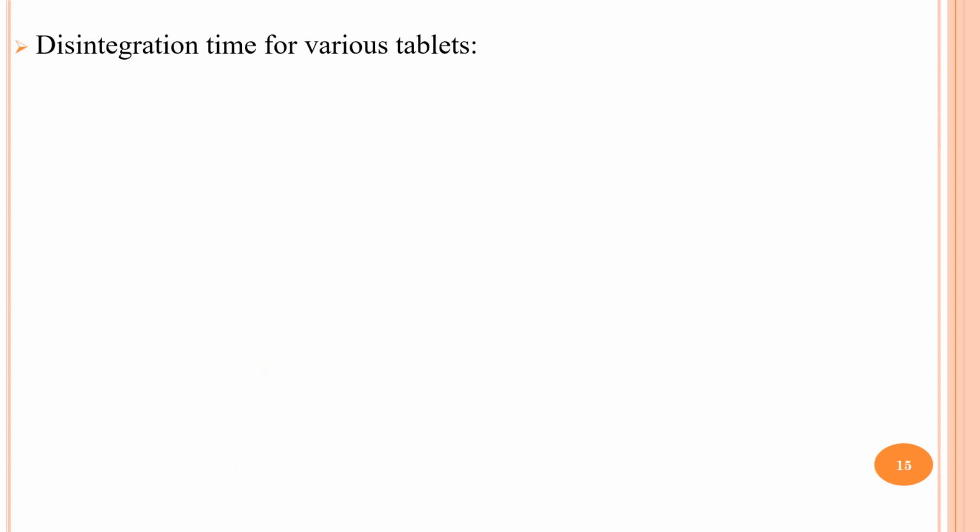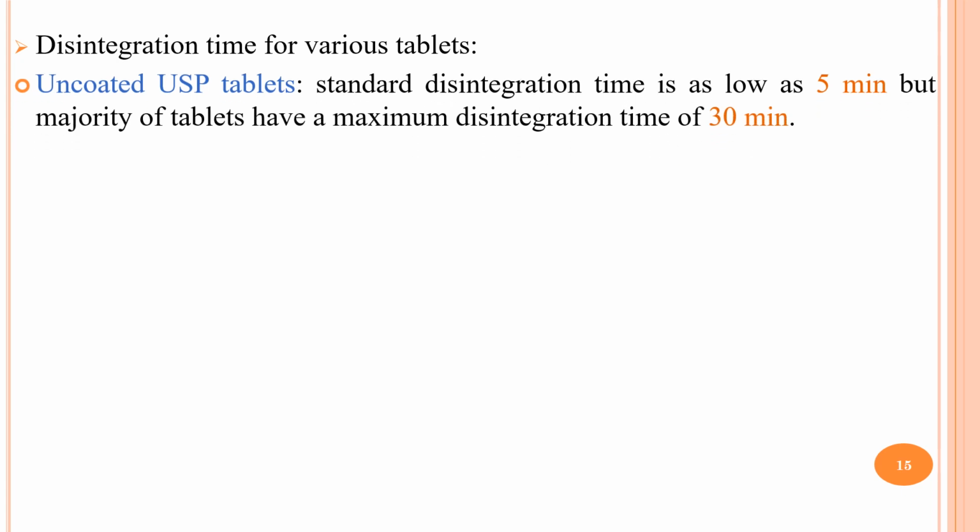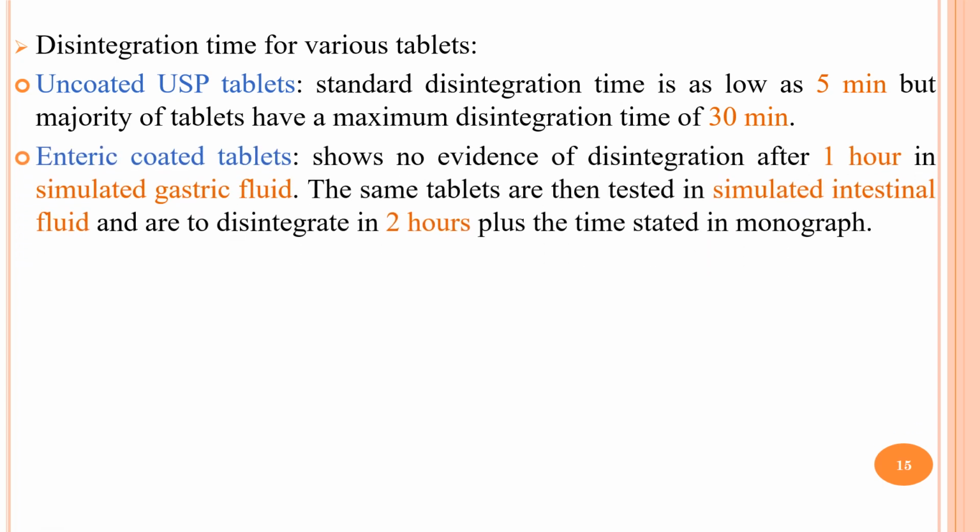The disintegration time for various tablets are: first one, when we are using the uncoated USP tablets, in that case standard disintegration time is as low as 5 minutes, but majority of tablets have a maximum disintegration time of 30 minutes. And when we are doing the disintegration test for enteric coated tablets, it shows no evidence of disintegration after 1 hour in simulated gastric fluid. The same tablets are then tested in simulated intestinal fluid and are to disintegrate in 2 hours plus the time stated in monograph.